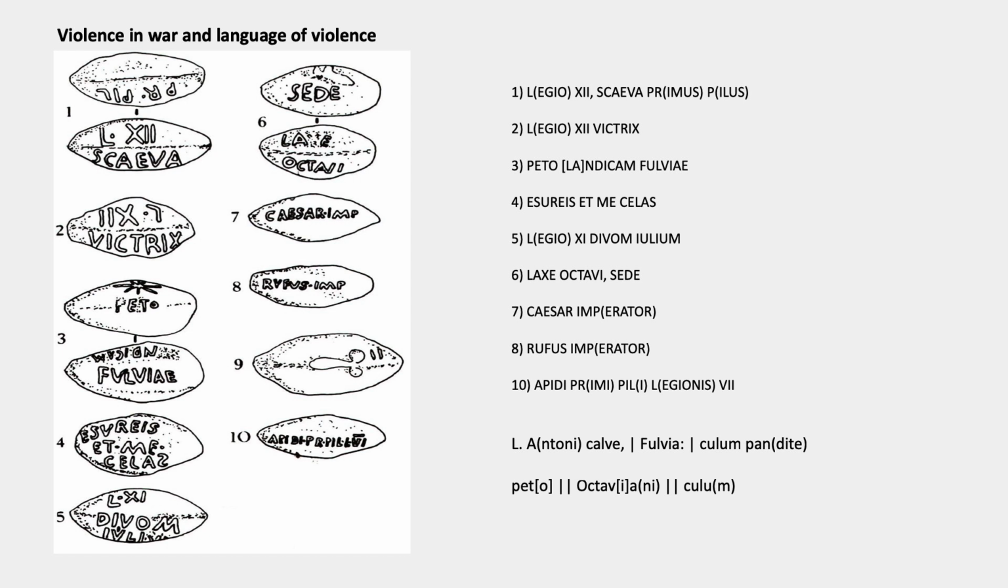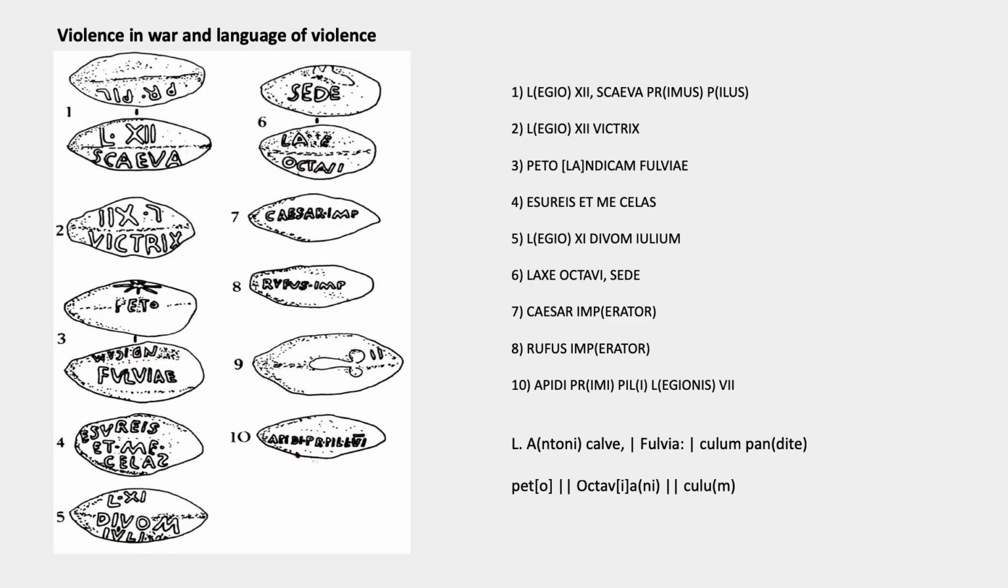This is saying, "Loose Octavian, sit on this." And guess what? Yeah, it's a phallus. Likewise, we have another bullet which has, again, a phallus on it. There are other bullets. This one here is the bullet speaking in the first person: "Peto, I seek, Fulvii, something of Fulvia." And it's often been interpreted as, here it is, seeking Fulvia's clitoris.